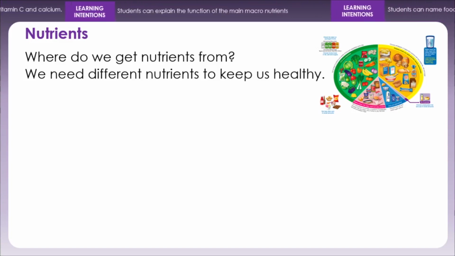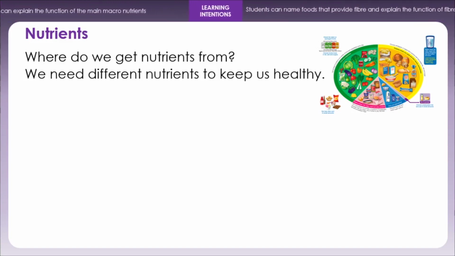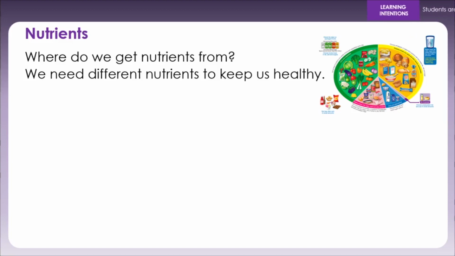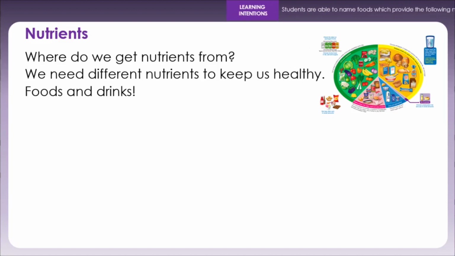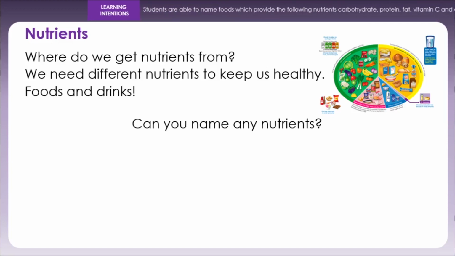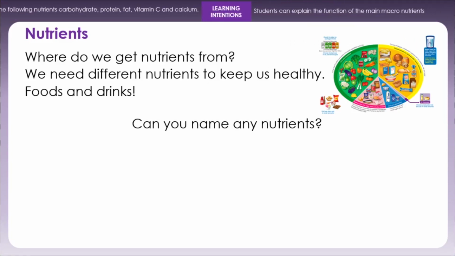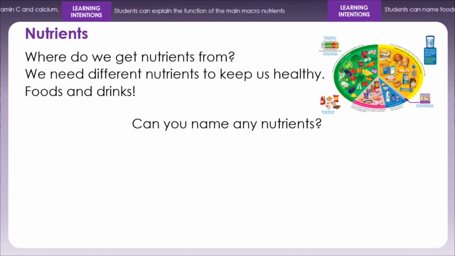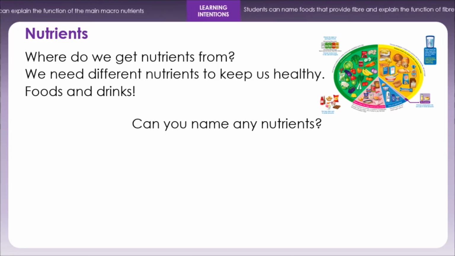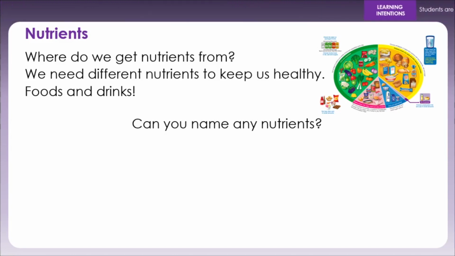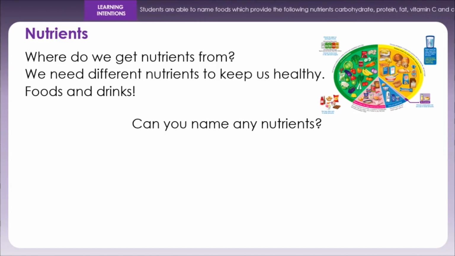So where do we get the nutrients from? We need different nutrients to keep us healthy. So we get these from our food and drink. Can you name the nutrients? What are the main macronutrients? And then what are the small ones, the micronutrients?